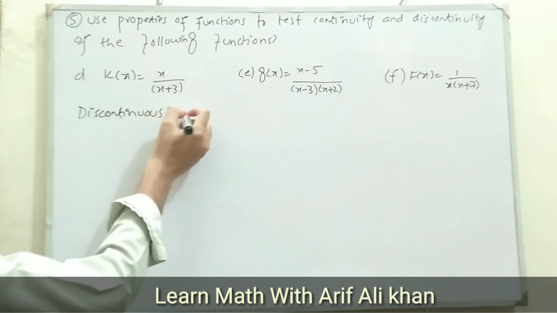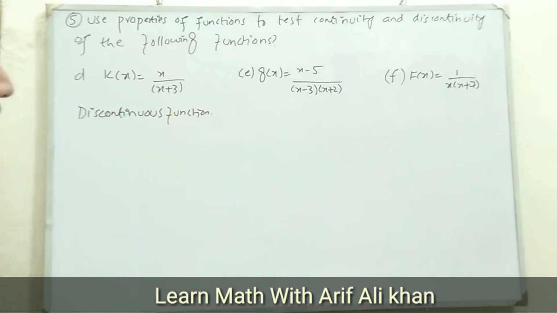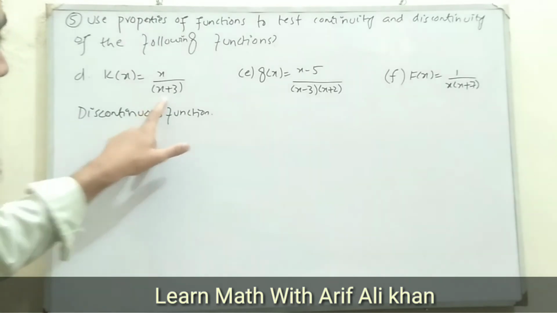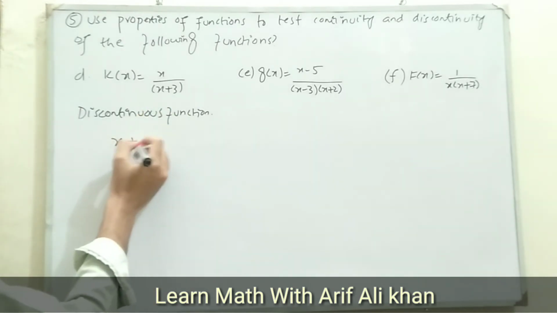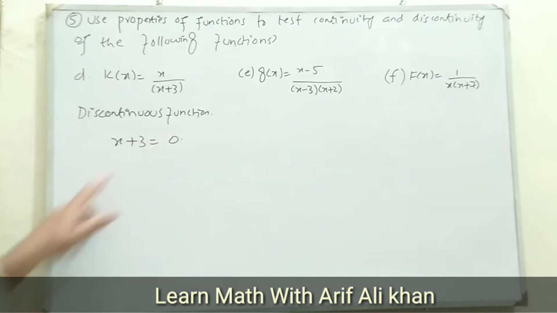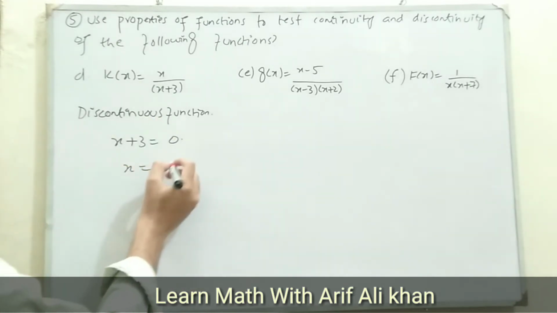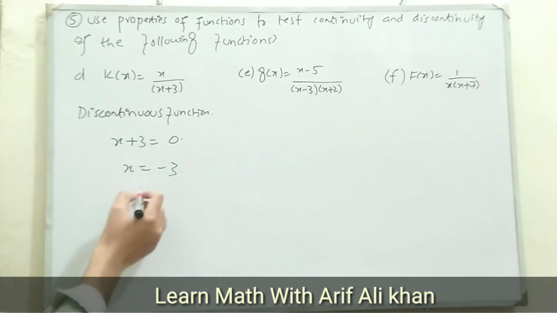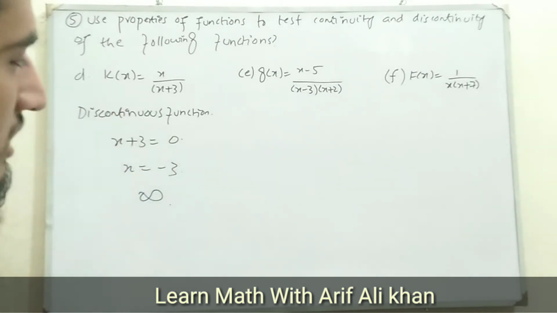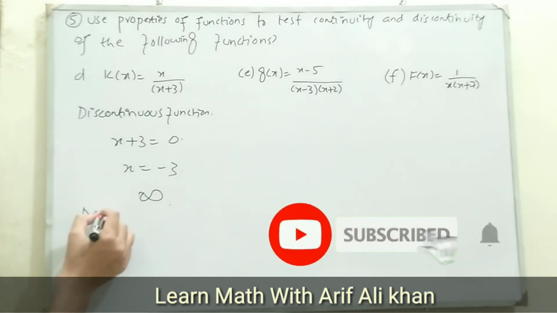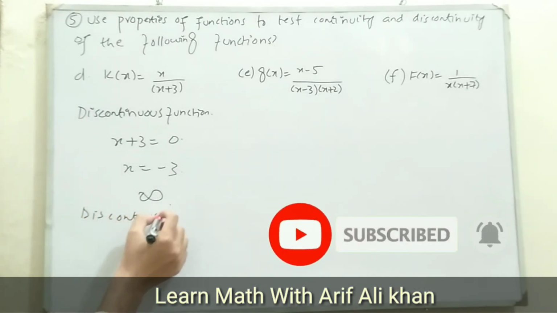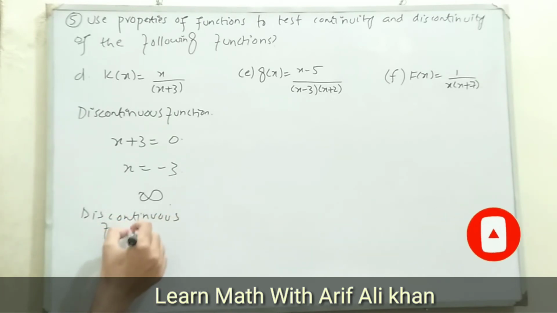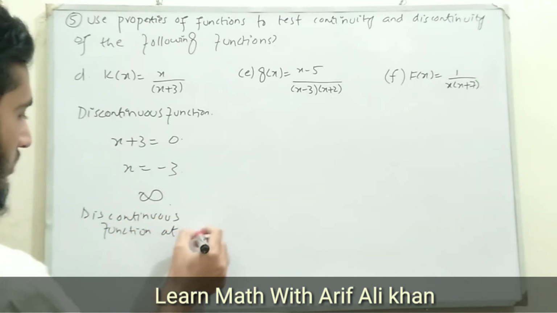At which value is this discontinuous? For discontinuity, we make the denominator equal to 0. The denominator is x plus 3, so x plus 3 is equal to 0. Shifting 3 to the right hand side, x is equal to negative 3. If we put negative 3 here, the denominator becomes 0, and something divided by 0 again gives infinity. Infinity is not a specific real number. That's why this function is discontinuous at x equal to minus 3. So our answer is: discontinuous at x equal to negative 3. This is the required answer.